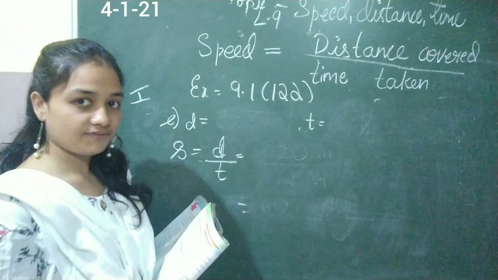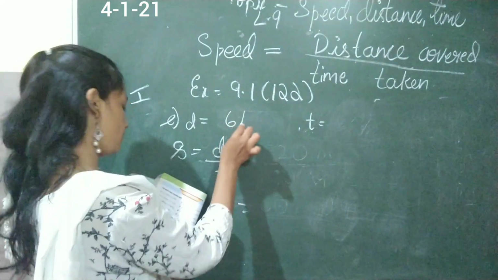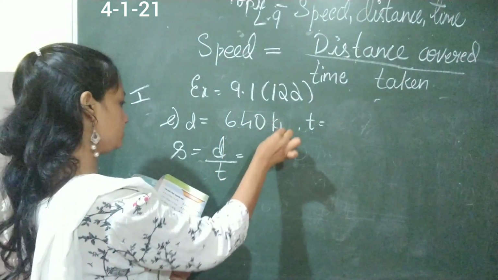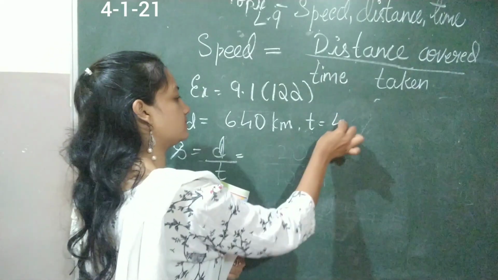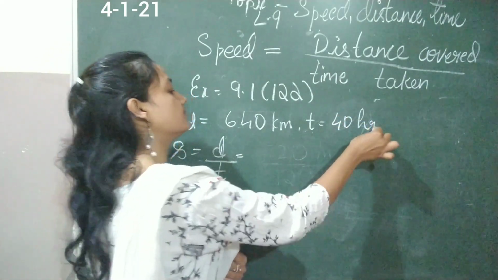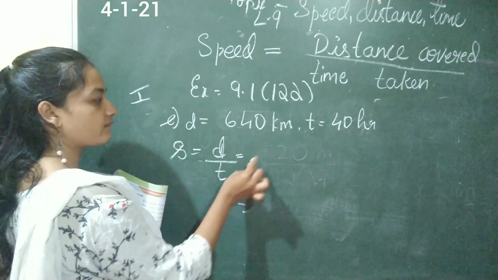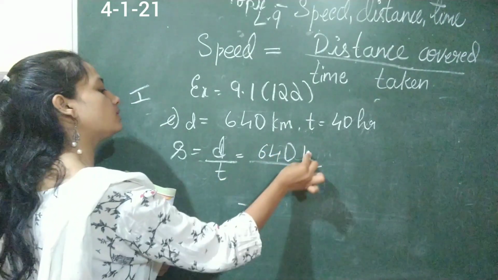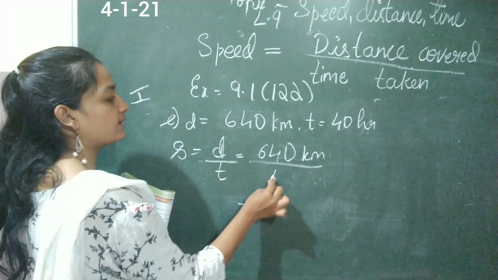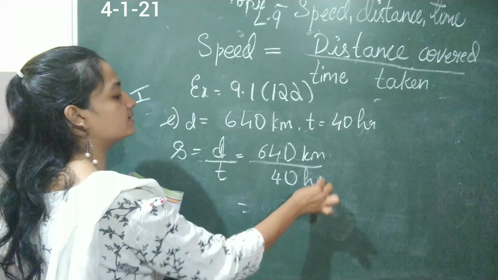In the E sum, they have given distance is 640 kilometers. Time is 40 hours. So I have to find the speed. I have to write 640 kilometers divided by 40 hours.